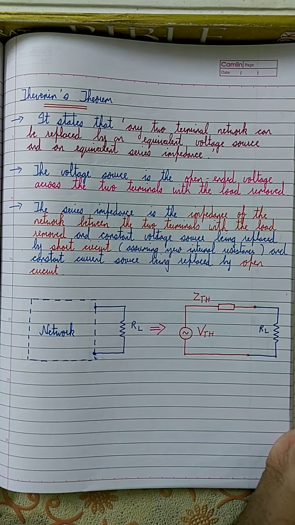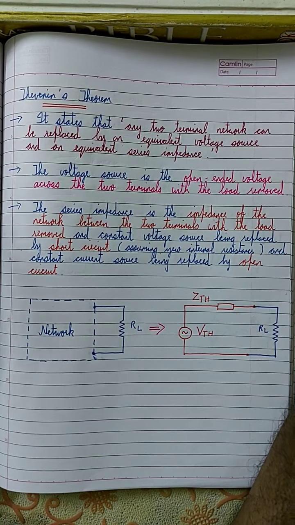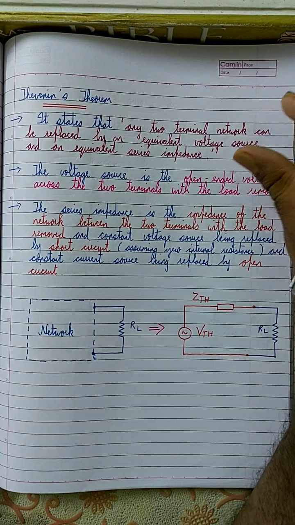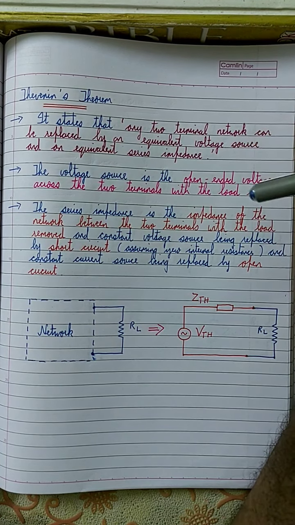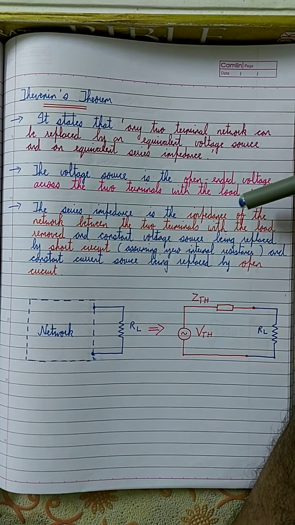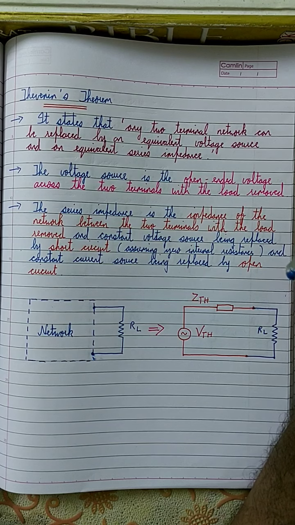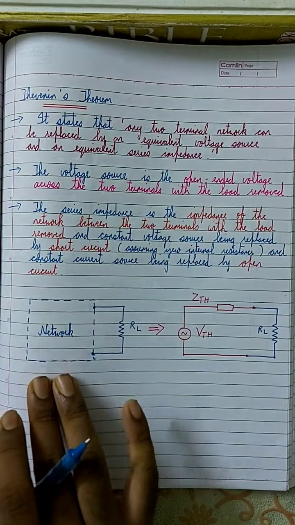Very easy. A network, no matter how complicated it is, will consist of resistors, capacitors, inductors, voltage sources, current sources, or whatever. According to Thevenin's theorem, that 2-terminal network is supposed to have only 2 terminals. That network can be replaced by a single voltage source and a single series impedance. Just look at the circuit.